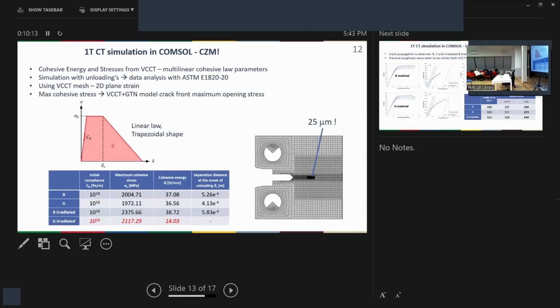After that, we built our simulation model for the CZM method. Basically, it was the same mesh that we used in the VCCT plus GTN simulation. And as I said before, we got the cohesive energy and stresses and the max cohesive stress parameter from the VCCT plus GTN model. We used a linear law and a trapezoidal shape for our simulations.